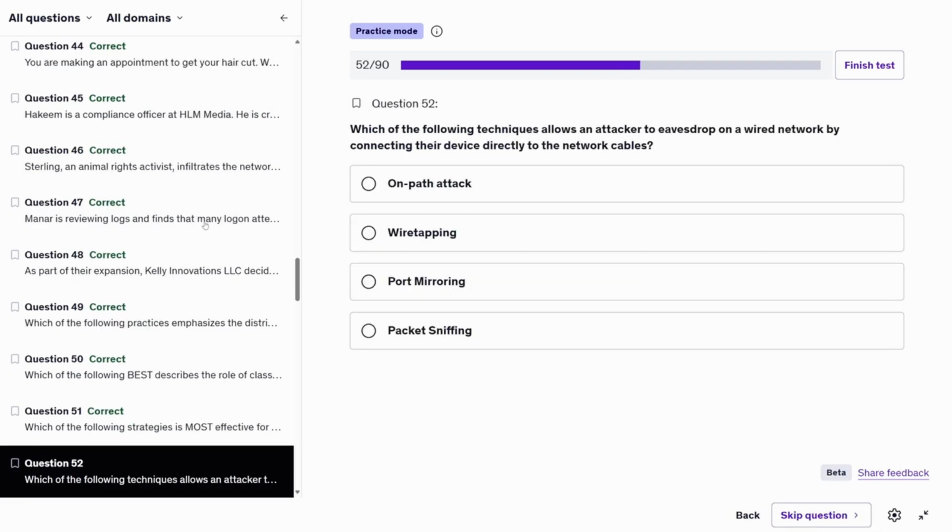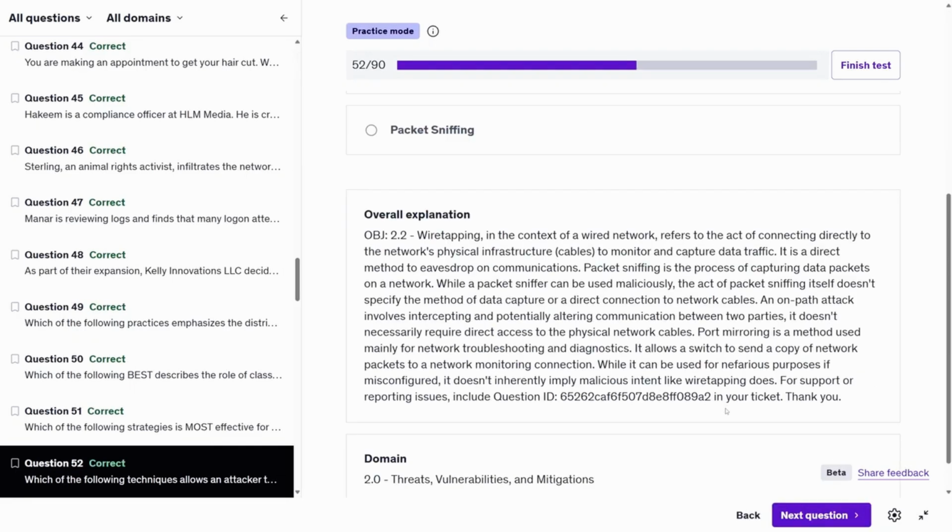Which of the following techniques allows an attacker to eavesdrop on a wired network by connecting their device directly to the network cables? And you've probably heard this before if you've seen a lot of movies or read some crime books, and the answer is wiretapping. Wiretapping, in the context of a wired network, refers to the act of connecting directly to the network's physical infrastructure to monitor and capture data traffic. It is a direct method to eavesdrop on communications.